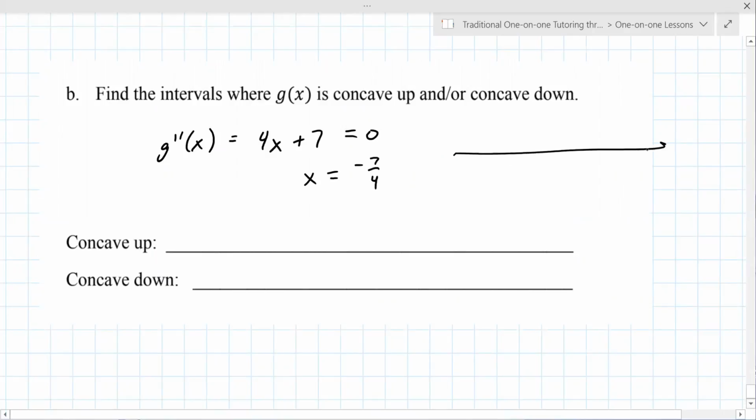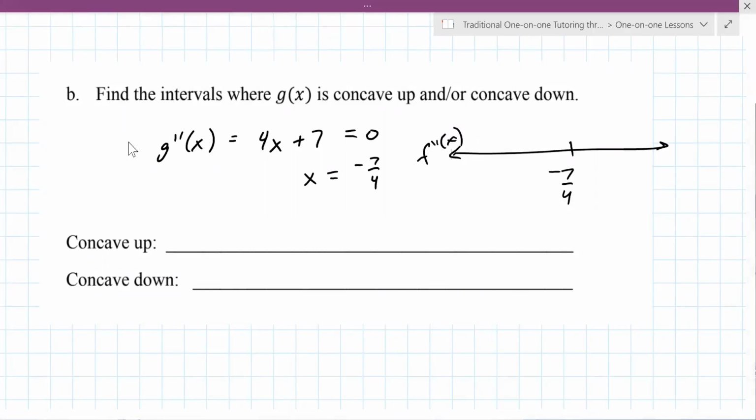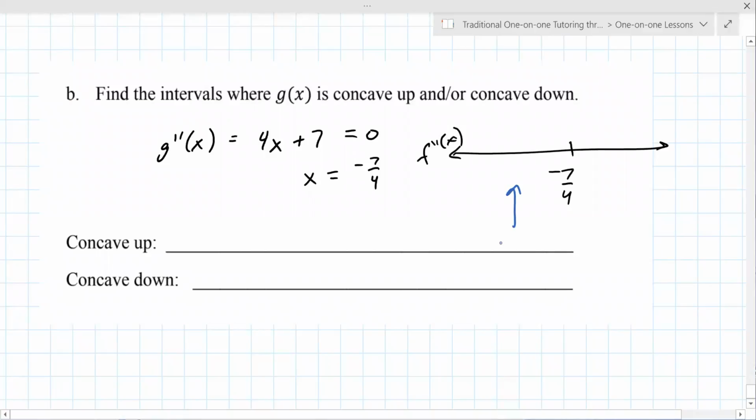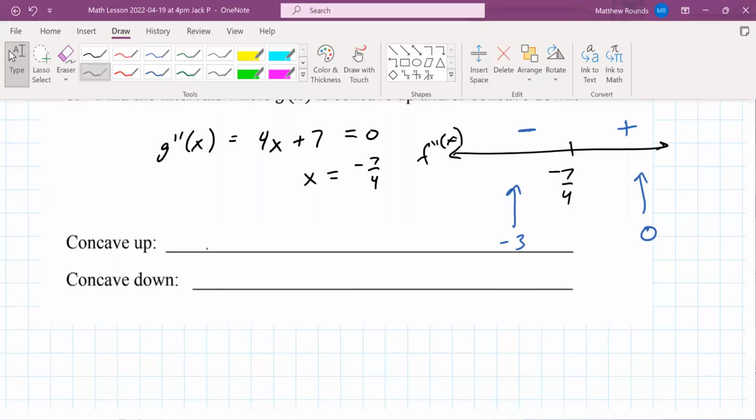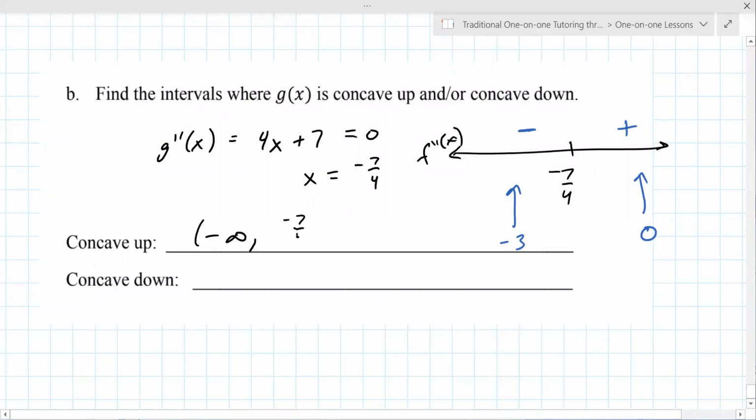And then we really need to make that number line there. -7/4. This is for the second derivative. And we test points. We test a number left of it and a number right of it, like maybe -3 and then 0. 0 is always a good one to try, sometimes 1. You're testing them in the second derivative. So when you put 0 in, you get a positive number, 7 actually. -3 in, you get -5, a negative number. So this tells you the concavity. It tells you it's concave down from -infinity to -7/4.